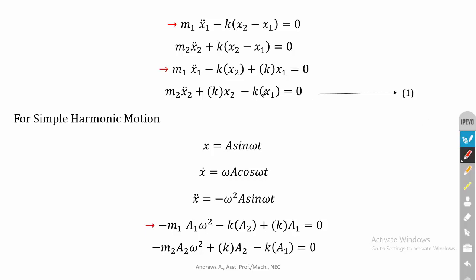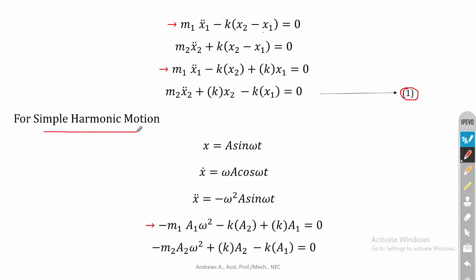So now we can multiply the k inside. So we will get m1 x1 double dot minus k into x2 plus k into x1. So minus and minus is plus. Then in the second equation, m2 x2 double dot plus k into x2, then minus k into x1 is equal to 0. So this is equation number 1.